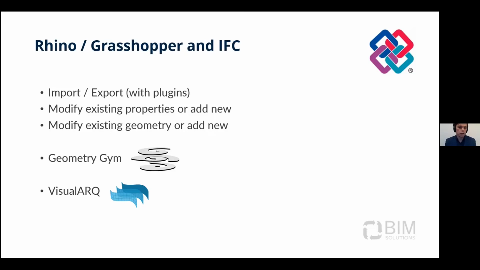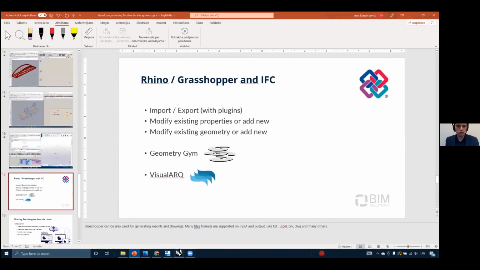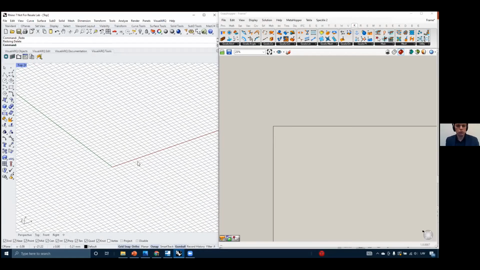And VisualARQ and Geometry Gym you should buy, it's not for free, but Geometry Gym has open sourced this IFC section of their tools, and you can go to GitHub and get those import export tools for free. Okay, let me go to Rhino, and I'm going to show how it works.